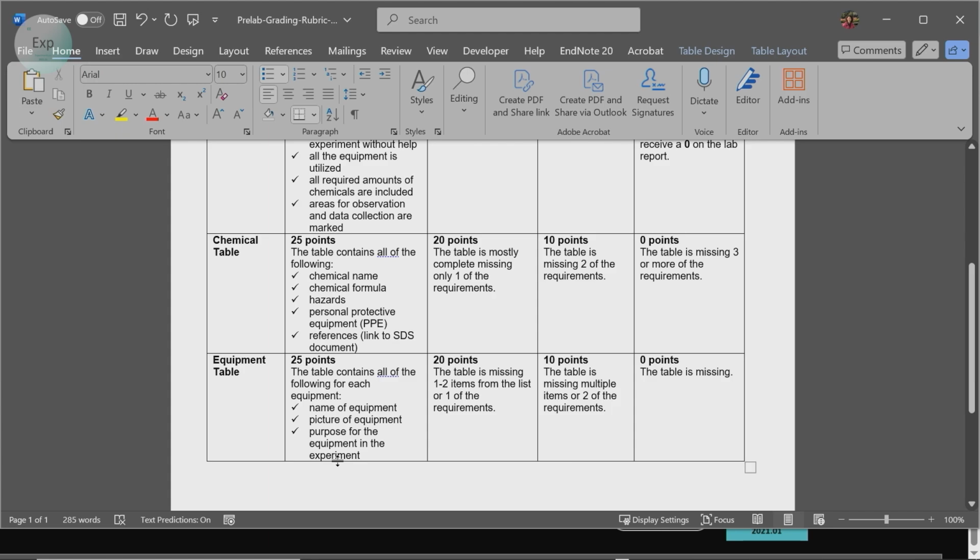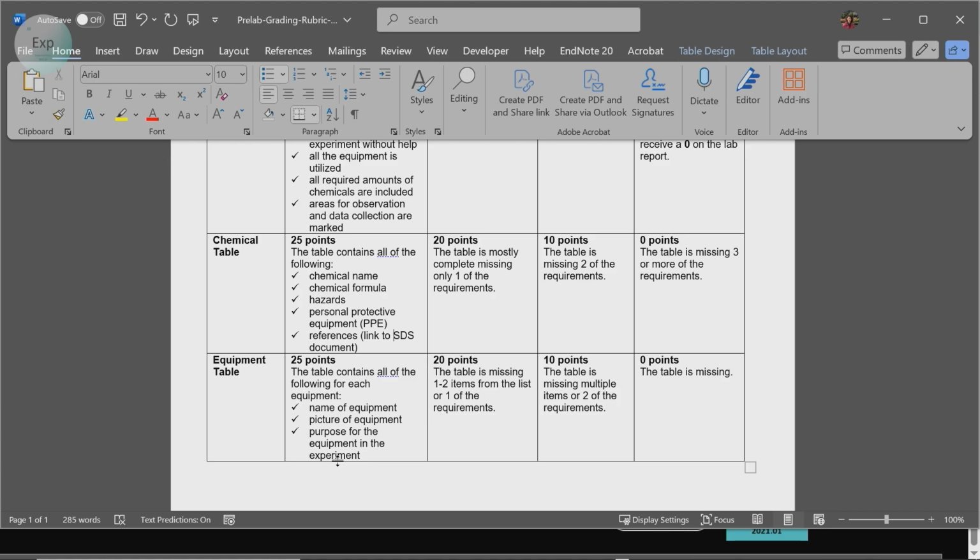The equipment table is worth 25 points, and this is where the students will list all the equipment by name and by picture. And if you want to be more accessible than we were with this document, you may want to add either picture or description of the equipment to demonstrate that you welcome students who are blind or low vision. And the final task, the purpose of the equipment in the experiment.